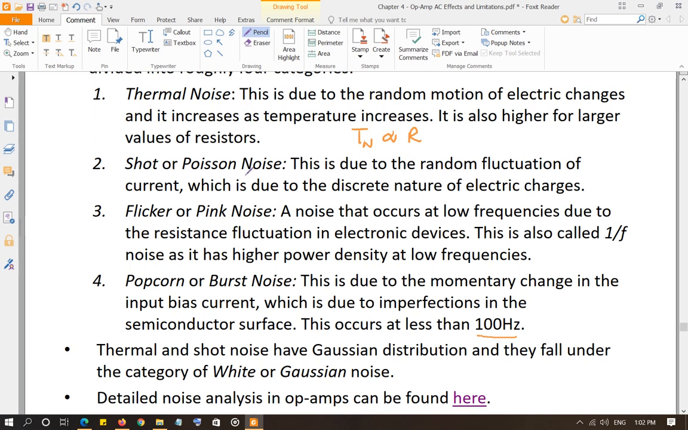Both the first two noises, thermal noise and shot noise, have Gaussian type distribution. This is the Poisson function that it follows, not the distribution, but the Poisson function. So both of these have Gaussian distribution, and they fall under white noise or Gaussian noise. Generally, most of you are familiar with white noise. Like you have white noise, there's also pink noise, and flicker noise is a pink noise. If you search online for pink noise, you see that they use it in different types of therapies, like they do white noise as well.